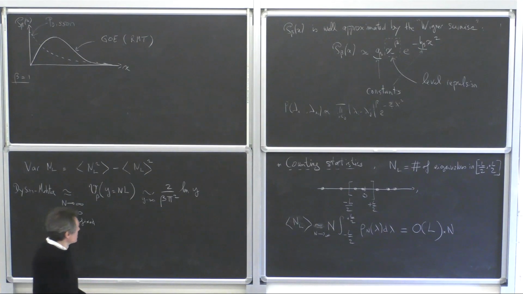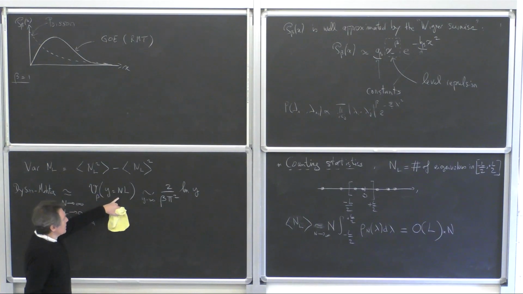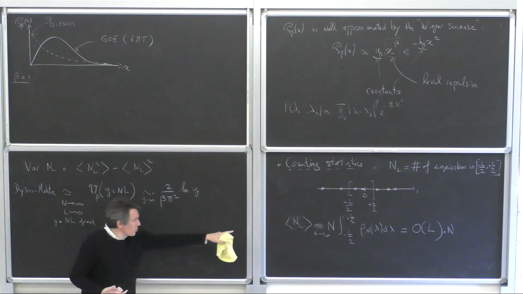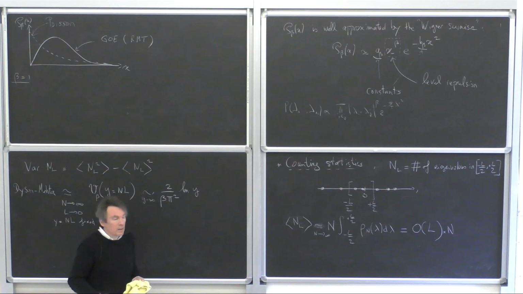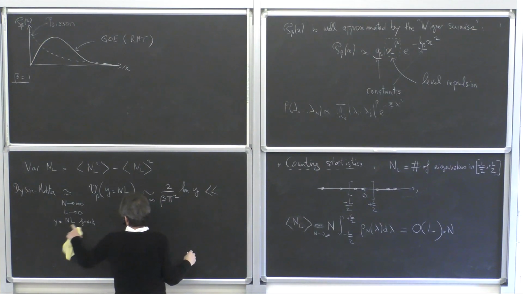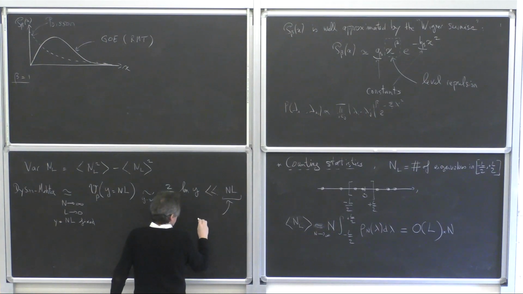Now, why is it interesting? This y, you remember, is just N L. So if you compare to what you would expect if you had a Poisson process, for a Poisson process the variance is equal to the average value. That means that you would have a variance that would also be proportional to N times L. So this is much smaller in that limit, when N L is fixed but y goes to infinity. That's much smaller than N L, which would be the result from Poisson.